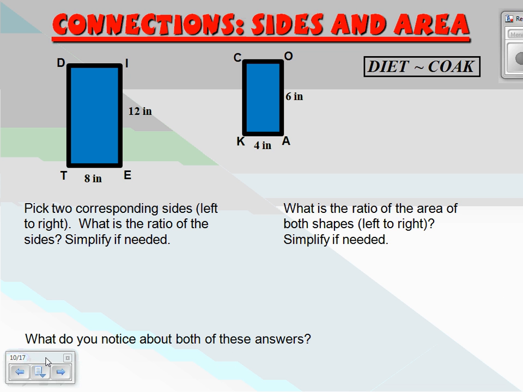Okay, we're going to do the same thing. So I'm going to pick 2 corresponding sides, and I'm going to find the ratio. So I'm going to pick the 2 smallest ones. That's easiest for me. That's 8 to 4. What does that simplify to? Well, you have to keep it with the number on the top and the bottom. This simplifies to 2 to 1.